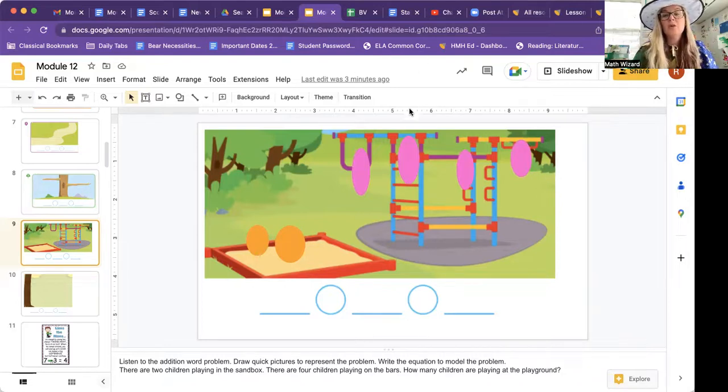All right. So remember, the first line is going to be the first number you heard in the story. There are 2 children playing in the sandbox. We're joining them with another group. We're adding this other group. There are 4 children playing on the bars. How many children are playing at the playground all together? All right. You can pause this while you do that.